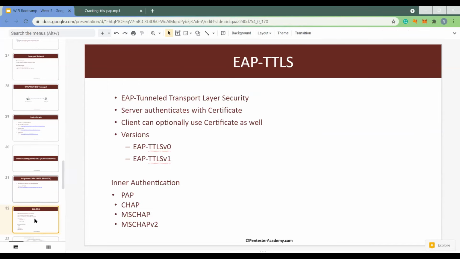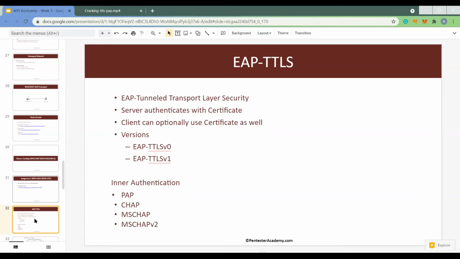So now let's talk about EAP TTLS. TTLS stands for Tunneled Transport Layer Security. It is another way of encapsulating things, and it is very similar to PEAP actually. Again, your server is authenticated with a certificate. The server provides a certificate to the client, and if the client is able to validate and accept it, then the TLS tunnel will be formed, and inside the TLS tunnel your authentication traffic will go.